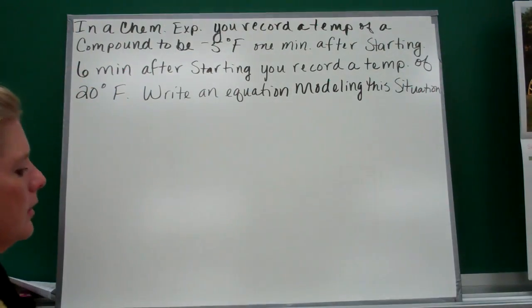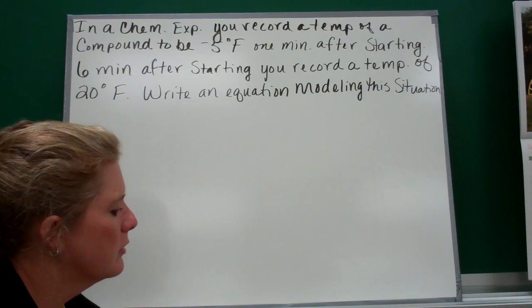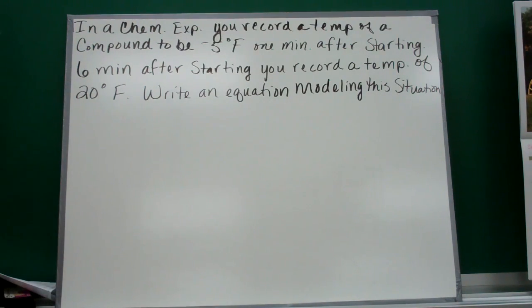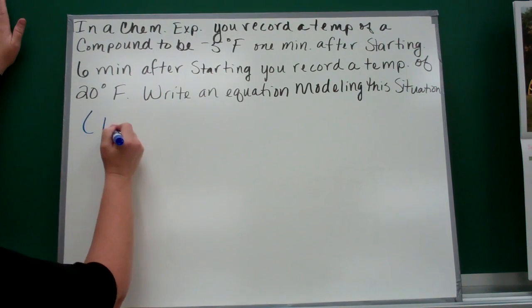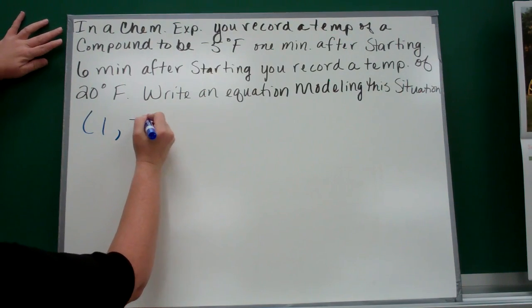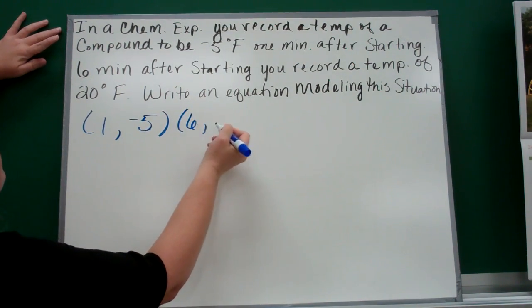Alright, last one. Most of you are taking chemistry right now. So in a chemistry experiment, you record a temperature of a compound to be -5 degrees Fahrenheit 1 minute after starting. 6 minutes after starting, you record a temperature of 20 degrees Fahrenheit. Write an equation modeling this situation. Well, let's see, we have at 1 minute, -5. At 6 minutes, 20.